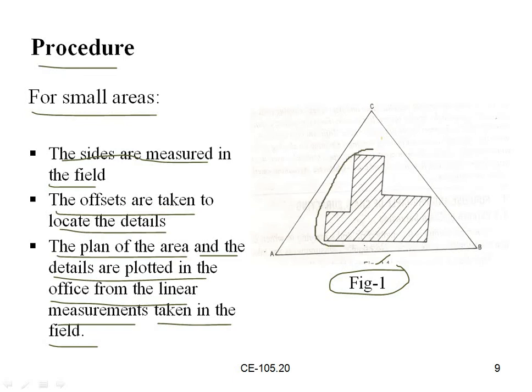Here there is a building. To take the measurements of this building, points A, B and C are taken, with offsets up to this distance. We measure the lengths, and like this we take the offset lengths. So we will calculate the total length of this area by using this chain triangulation method.